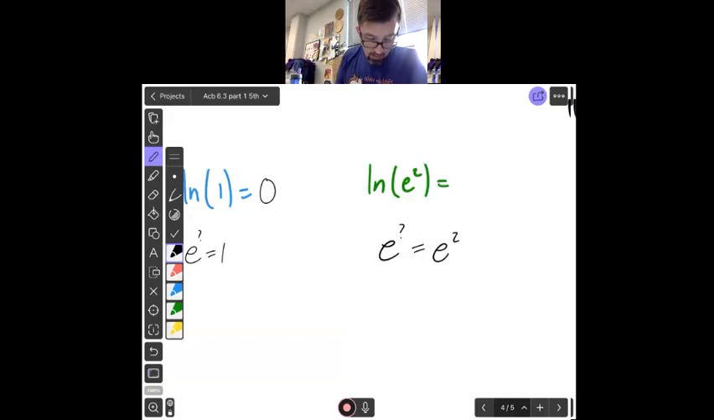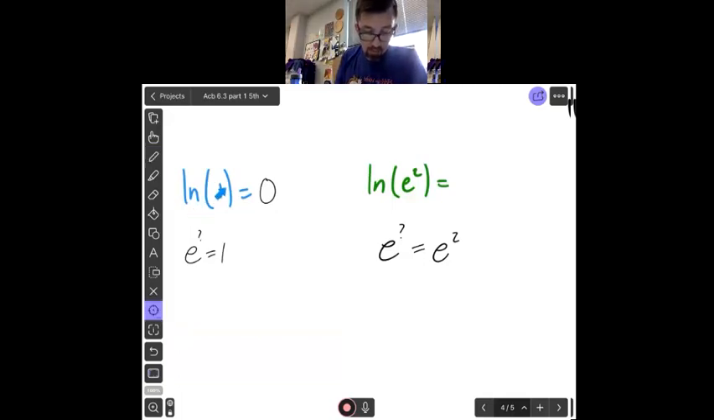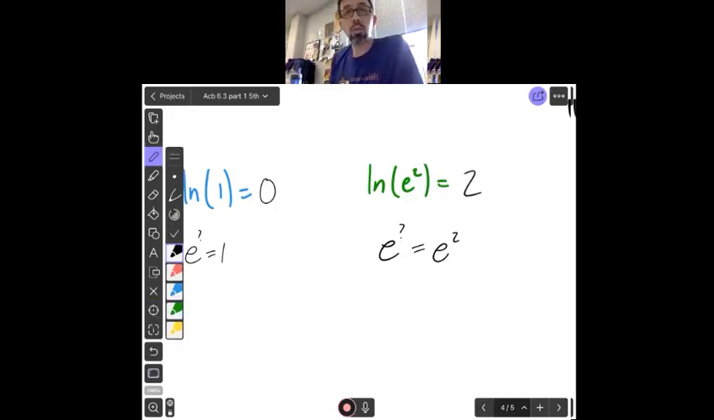E to the what power equals 1? E to the what power equals e squared? E to the second power, right? It's kind of a weird looking thing though, right? E to the e squared, e to the what power equals e squared. Well, e squared equals e squared, right? So the what needs to be 2. And how do we check that, right?